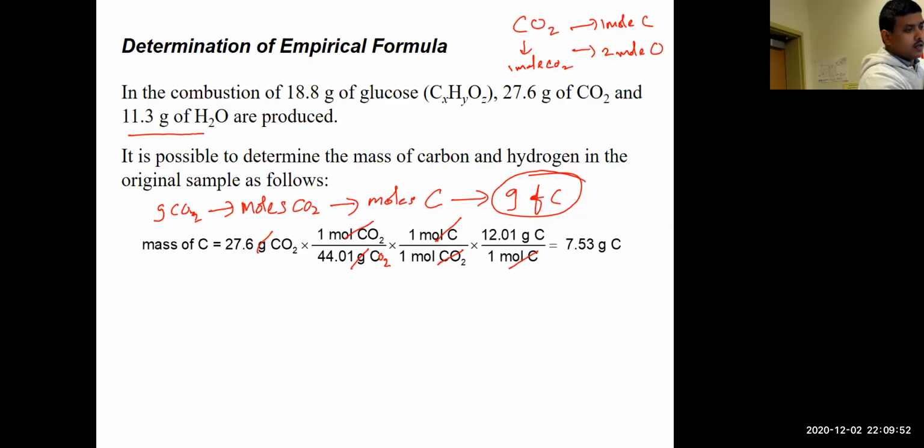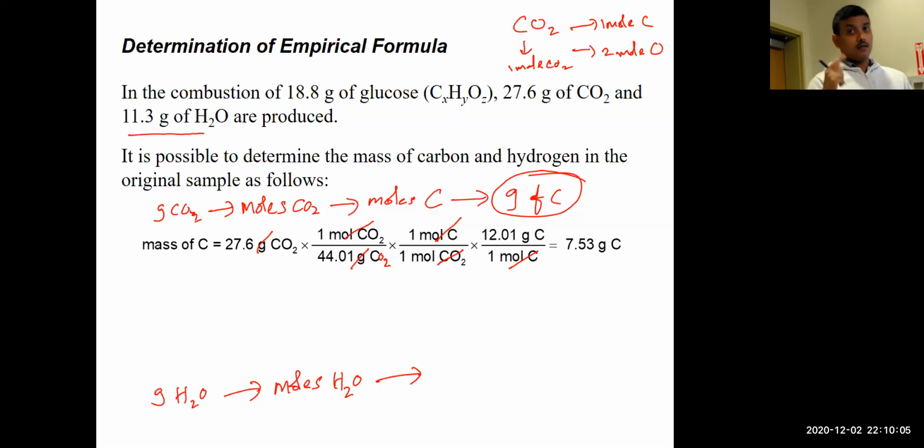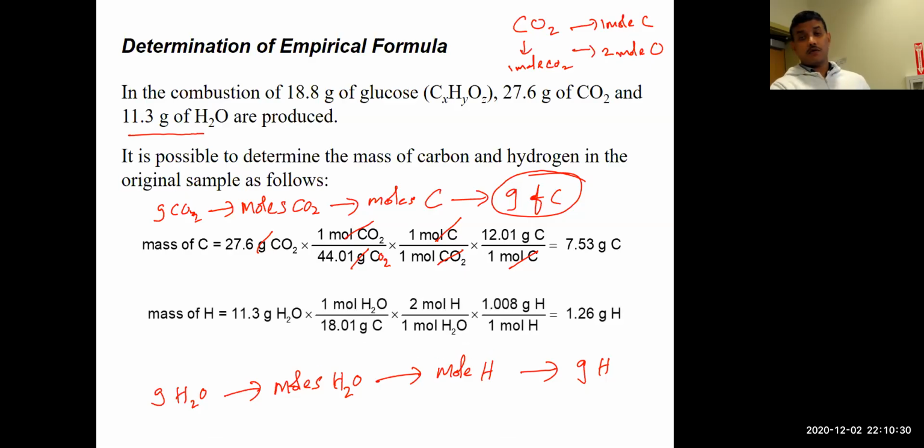We have to start with grams of H2O, mass of H2O, convert to moles of H2O, and in water, in each water molecule, there are 2 moles of hydrogen. So using that relationship, you're going to identify moles of hydrogen and then grams of hydrogen because you need mass of hydrogen. So that's going to be our plan, and that is how we are going to achieve it.